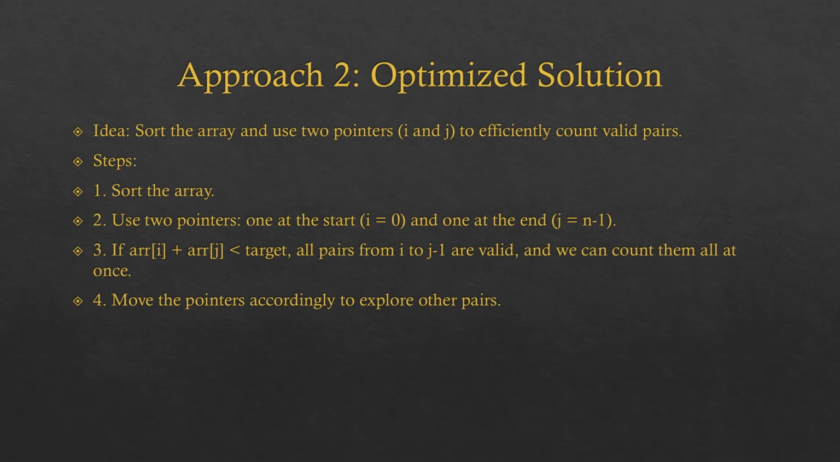Now let's explore the optimized solution. The main idea is to first sort the array and then use two pointers to efficiently count the valid pairs. By doing this, we can reduce the time complexity significantly compared to the brute force method.